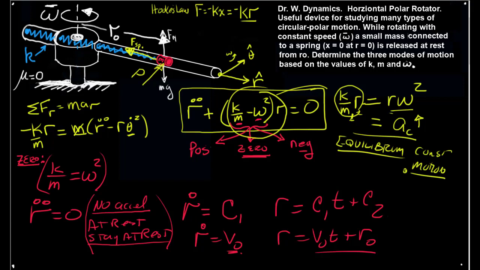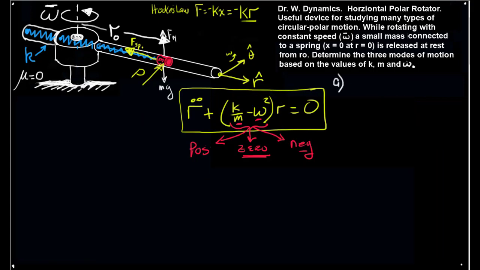If it's at rest, it'll stay at rest. If it's moving at 1 meter per second, it will keep on moving at 1 meter per second. The system is finely balanced. So case A, k on m equals omega squared, will have constant motion: r double dot equals 0.